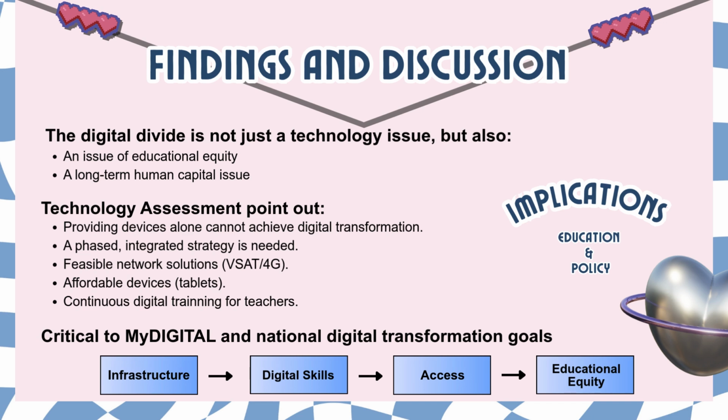This includes improving internet connectivity using flexible solutions like VSAT or hybrid 4G, supplying affordable devices such as tablets, and continuously training teachers to improve their digital skills. Addressing this issue is essential to support Malaysia's digital transformation goals and to ensure that rural students are not left behind in an increasingly digital education system.